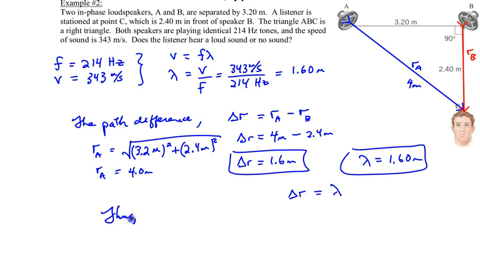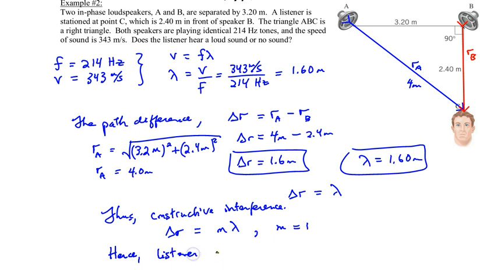Thus, this means they're essentially in sync with each other, so we have constructive interference. Now, if, for example, delta R was half of this, like 0.8 meters, then we would have destructive interference. Remember, constructive interference states that delta R must be equal to m times lambda. And in this case, m is equal to 1. So hence, the listener hears a loud sound.